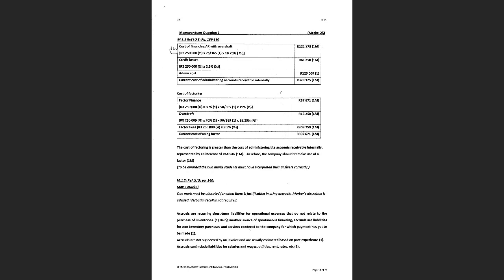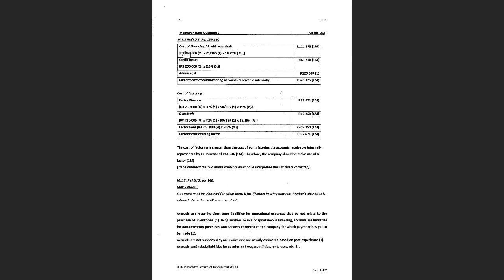The first one we've got here is the cost of financing our accounts receivable with the overdraft. So currently, what does our investment in accounts receivable cost us from an interest expense point of view? So the 325 is our annual amount of credit sales. Currently, the amount of credit sales that we have outstanding is 75 days. So 75, and this is the annual amount, 3250.